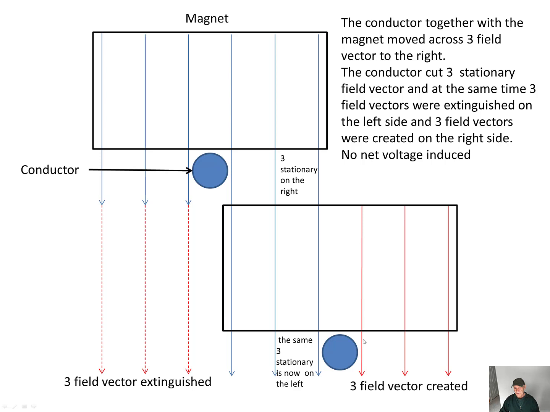At the same time 3 field vectors were created on the right hand side, but these 3 field vectors remain stationary and do not change. However, the conductor moved from here to there, which cut 3 stationary field vectors. No net voltage is induced because the rate of the flux cutting equals the rate of flux linkage, and they are equal and opposite.